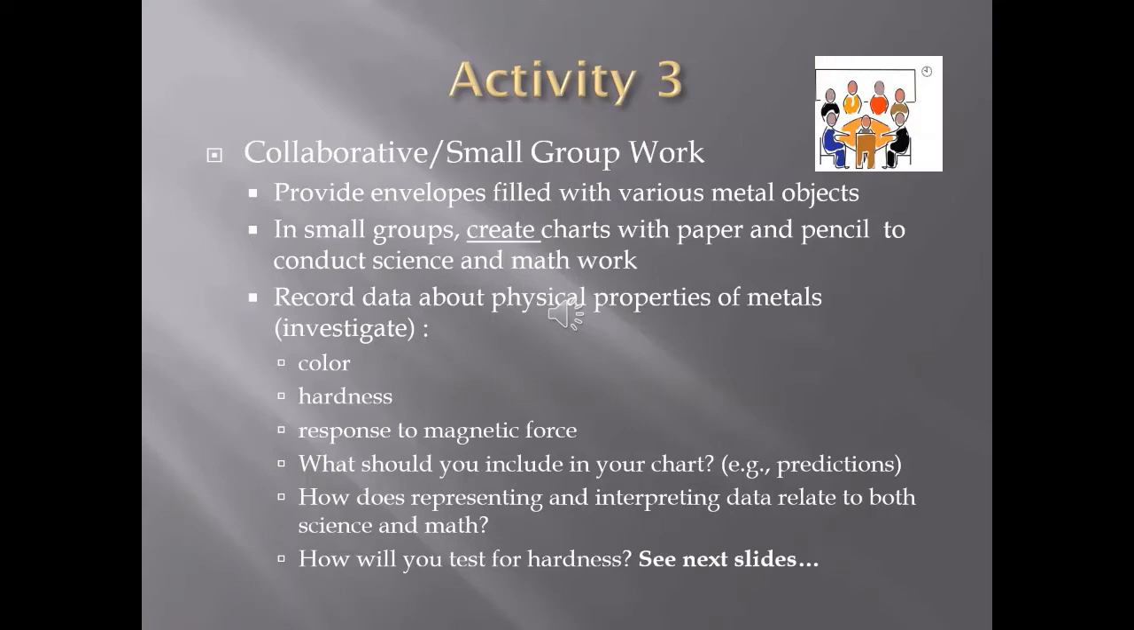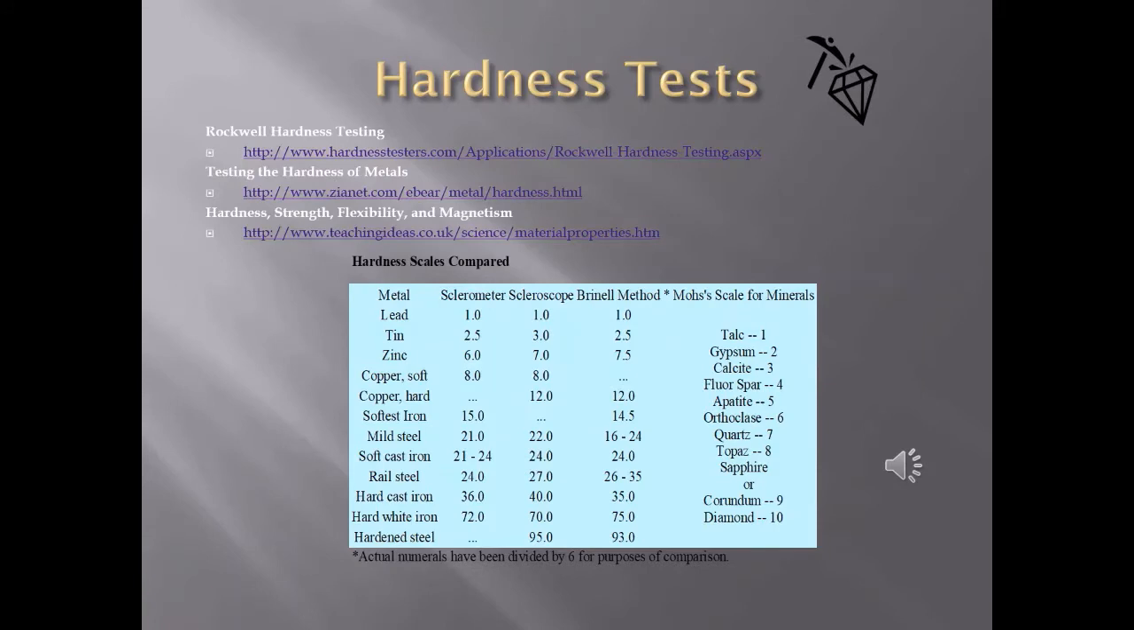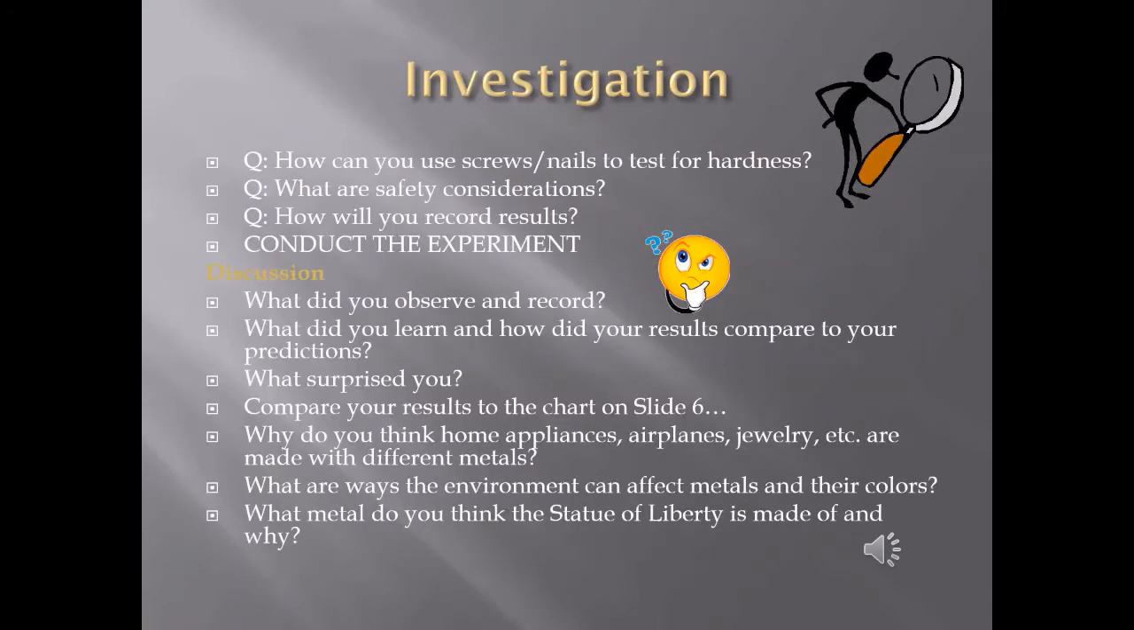And talk about representing and interpreting data related to both science and math. Ask how they will test for hardness. Discuss types of hardness tests before and after the experiment. Discuss different ways to test metals for hardness in a school setting or out in the field and related safety considerations. Discuss how they will record results and let them conduct the experiment and observe their metal objects.